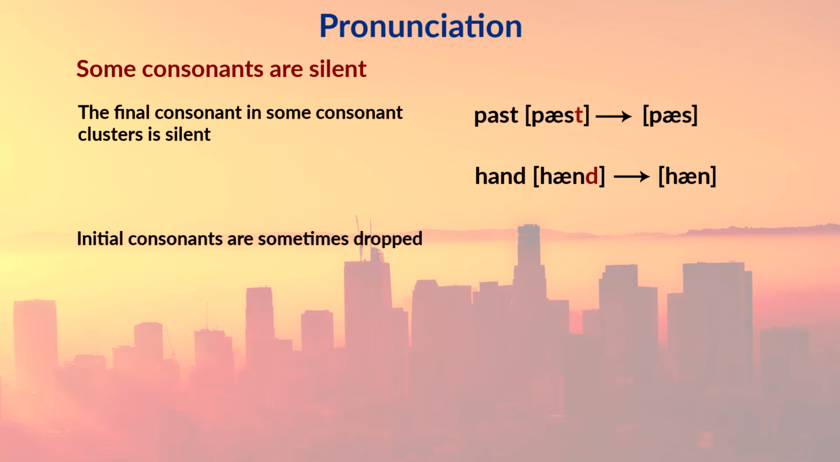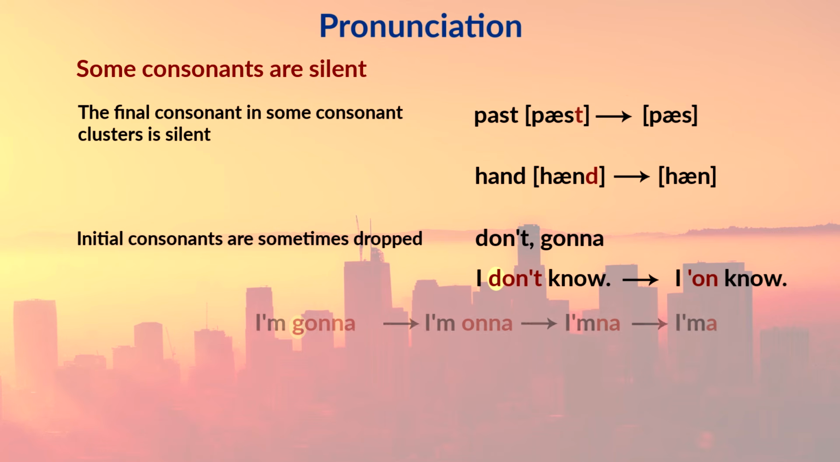Also, initial consonant sounds are sometimes dropped in auxiliary verbs like "don't" and quasi-auxiliary verbs like "gonna." "I don't know" becomes "I dunno." This process probably also resulted in the future form "ima" that we saw before.